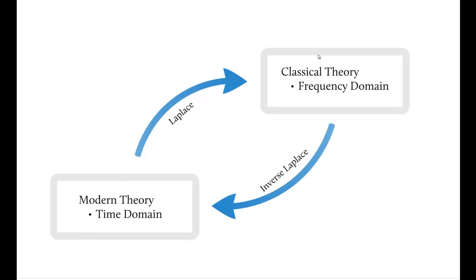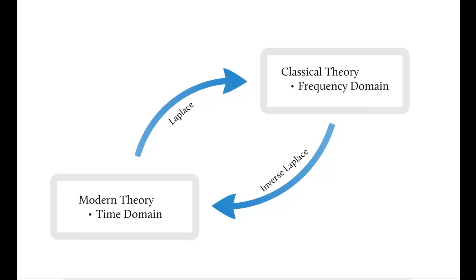But really the main characteristic that distinguishes these two ways of looking at the world is that in the modern theory, we're in the time domain. So everything is a function of time. And those are the kinds of equations of motion that we develop. They're functions of time. And so you might assume that it's natural to do the analysis in the time domain. But it turns out that it's not quite as easy to do for some kinds of systems.